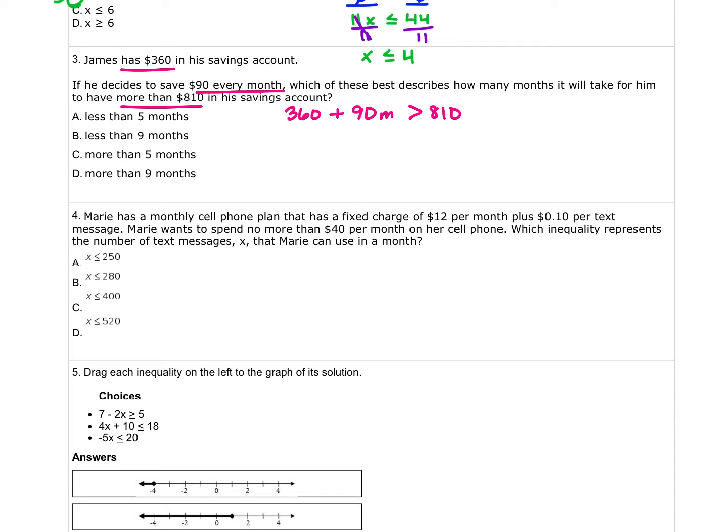So we'll solve this. I'm going to box in 90M and get rid of 360 from both sides. So we get 90M is greater than 450. And then divide both sides by 90 to find out how many months remain to save more than $450. And we get M, the number of months, is greater than 5. So more than 5 months, answer choice C.